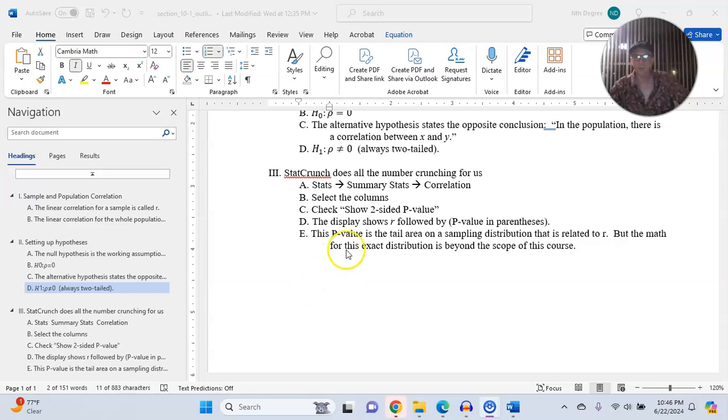But the math for this exact distribution is beyond the scope of this course. So we're going to have to be satisfied with knowing that we're using the same test as before. If p is small enough, then we've got a significant correlation. But as far as visualizing what p is showing us, what curve it's measuring, we're not going to go into that much detail. All right.